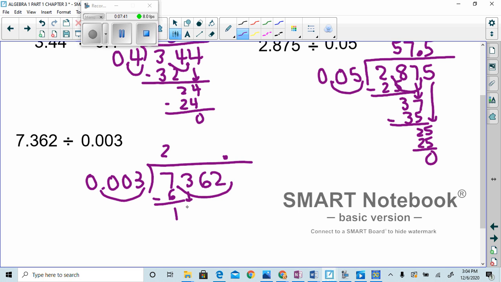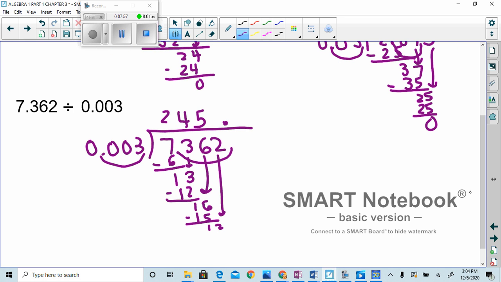Subtract and bring down. 4 times 3 is 12. We'll subtract and bring down. 5 times 3 is 15. Subtract, bring down the last digit, which is a 2, and that leaves me with a remainder of 0. So my answer becomes 2,454. So there you have a quick practice or review of multiplying and dividing by decimals.